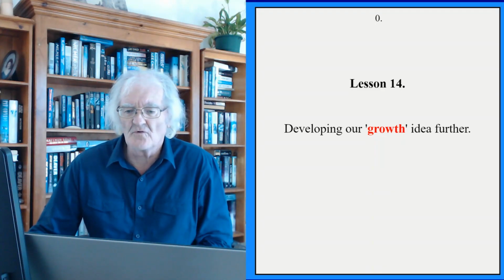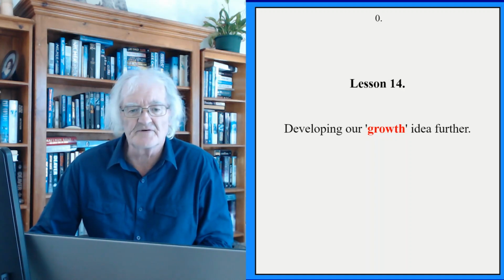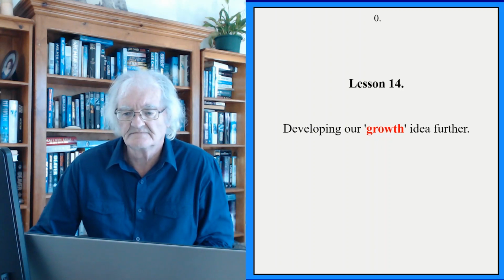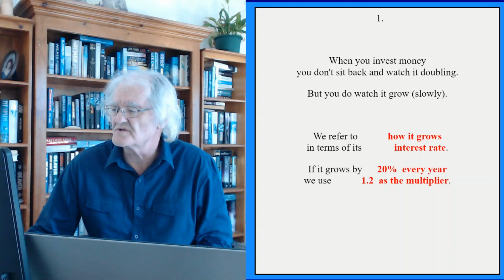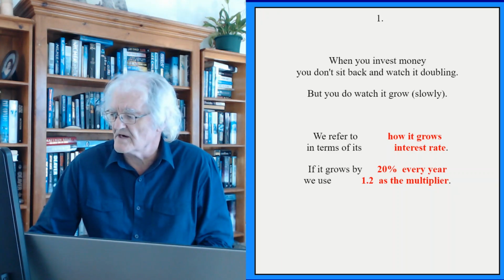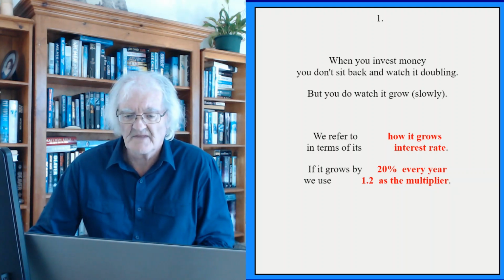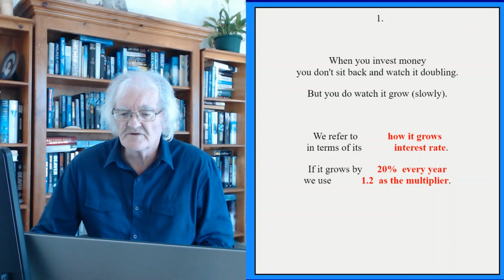This is lesson 14. We will use it to develop our growth idea further. When you invest money, you don't sit back and watch it doubling, but you do watch it grow slowly. Refer to how it grows in terms of its interest rate. If it grows by 20% every year, we use 1.2 as the multiplier.